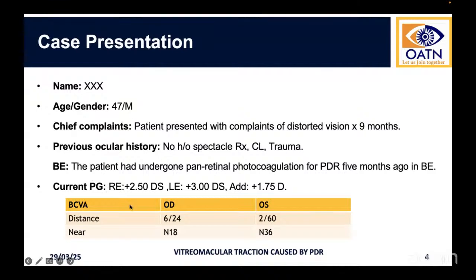His current PG in the right eye was plus 2.5 diopters and in the left eye plus 3, with an add of plus 1.75 diopters. The best corrected visual acuity for distance is 6/24 in the right eye, and in the left eye it's 2/60 with no improvement in pinhole. For near it is N18 and N36.